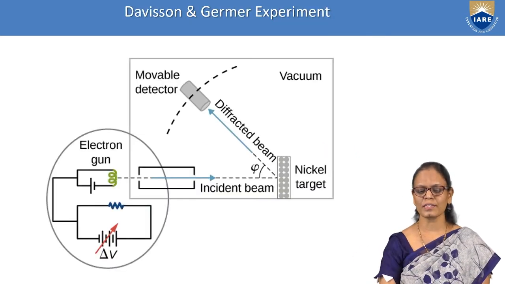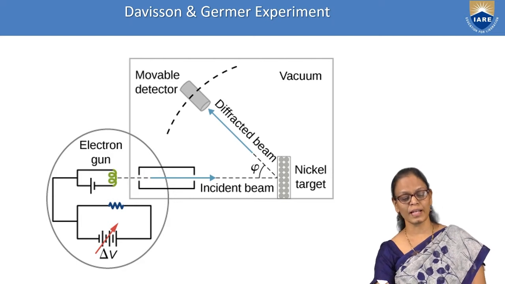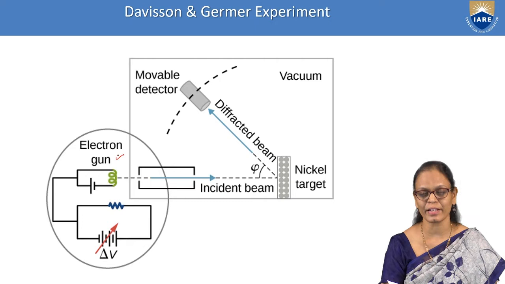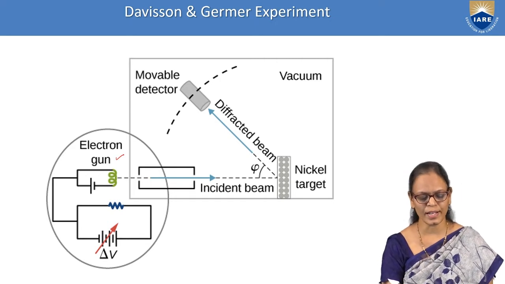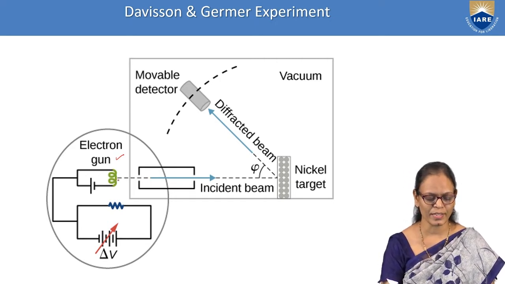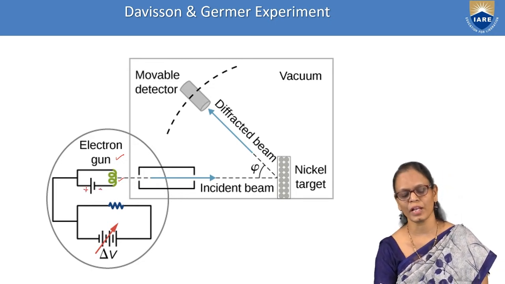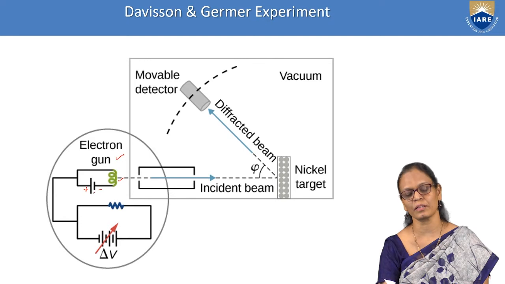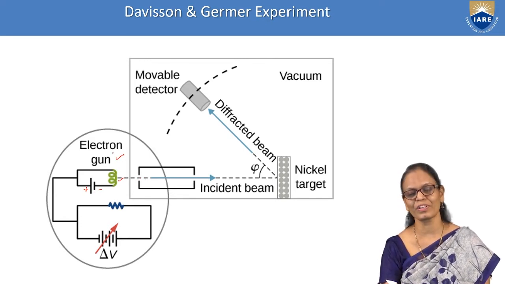Now, what is the experiment setup? What does it consist of? It consists of an electron gun. What is an electron gun? It consists of a filament which is connected to a battery. When this filament is heated with the help of this battery, the electrons are emitted from it. So we call it an electron gun.